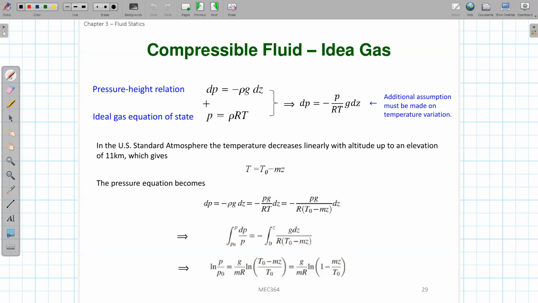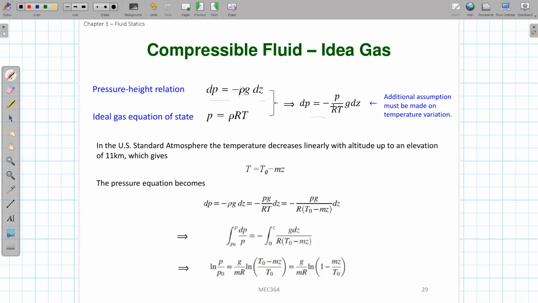All right, so for this one, the case is that you have the atmospheric air, which you can think of as an ideal gas. So the density rho will not be a constant, and the density is determined by the ideal gas equation of state, P equals rho RT. This is the general pressure-height relationship, and now rho is not constant anymore. If I replace rho in this relationship with the ideal gas equation of state, this is the equation we get.